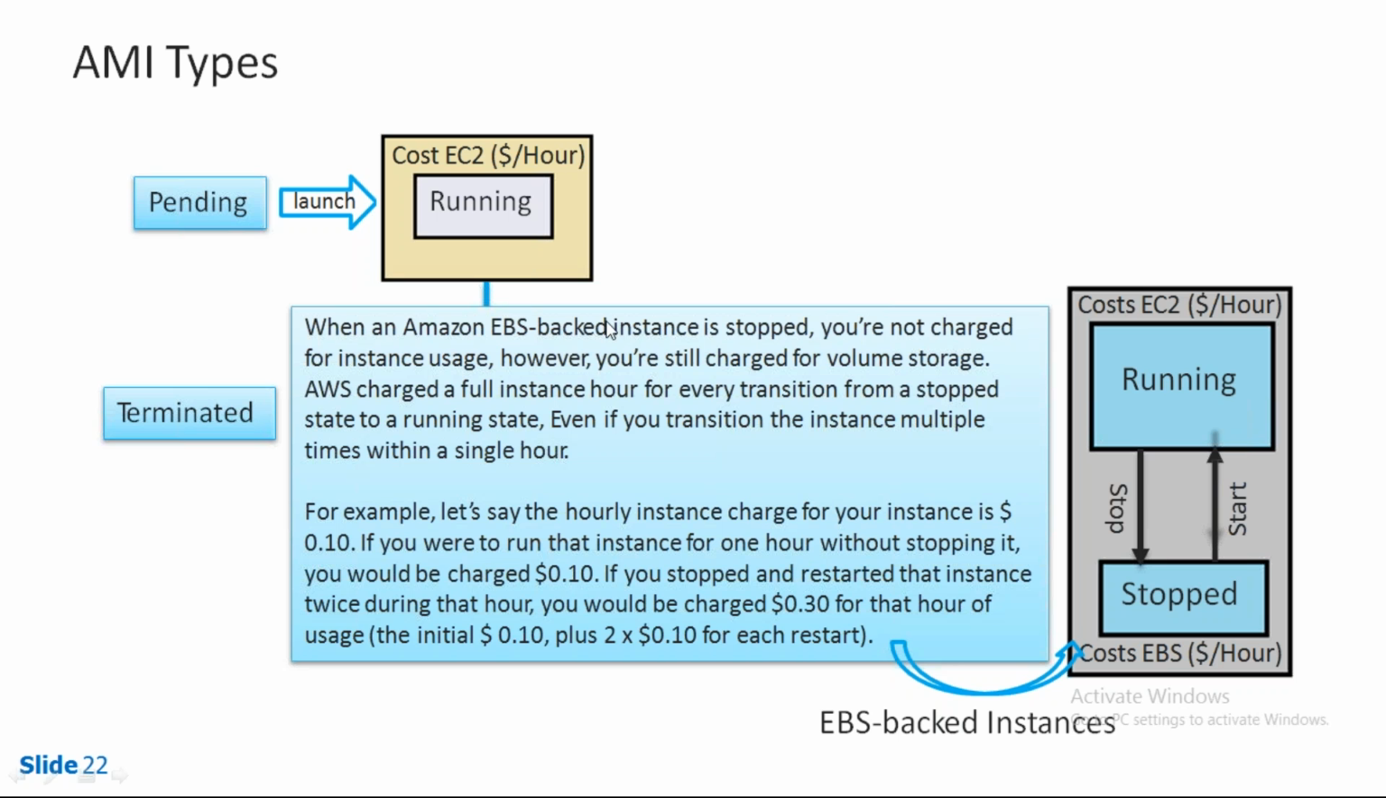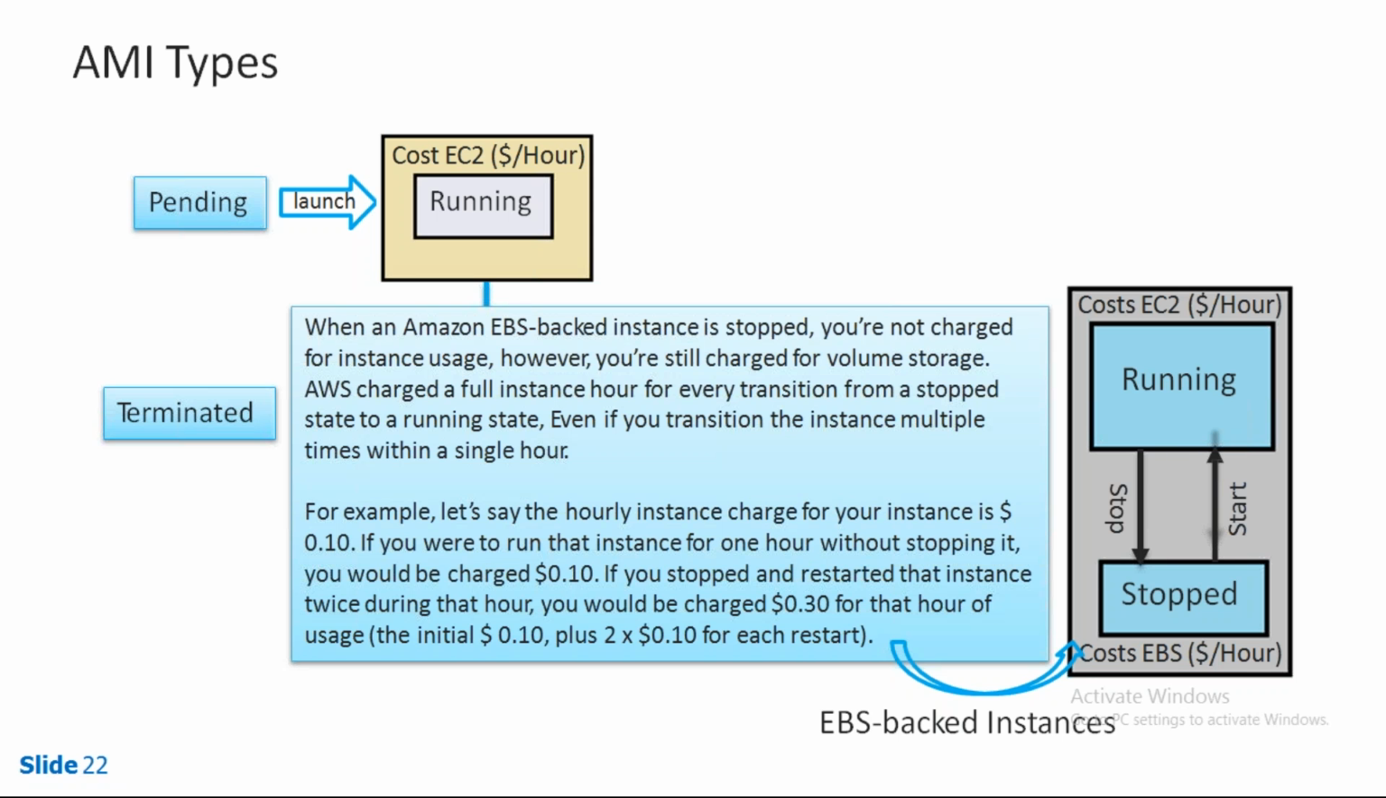When an Amazon EBS backed instance is stopped, you are not charged for instance usage. However, you are still charged for volume storage. That EBS volume which is created, you are charged for that. So that should be remembered. And AWS charges a full instance hour for every transition from a stopped state to running state, even if you transition the instance multiple times within a single hour. So every time it counts as 1 hour, though you use it for a matter of minutes.